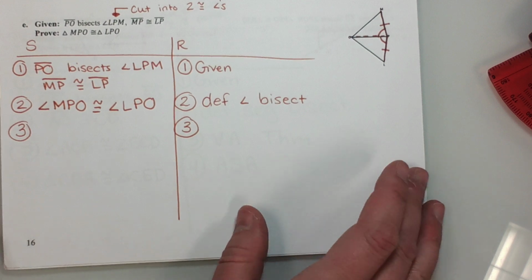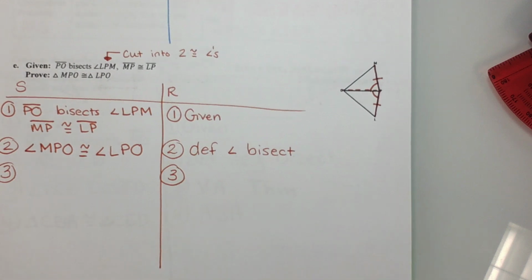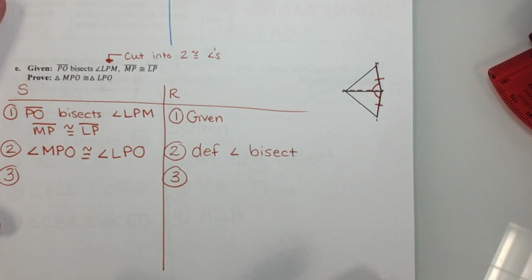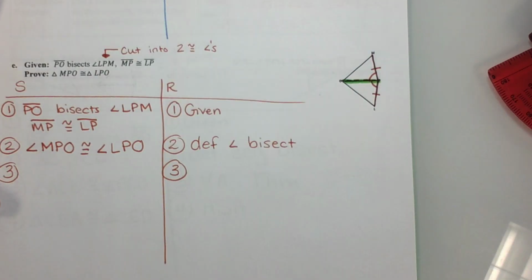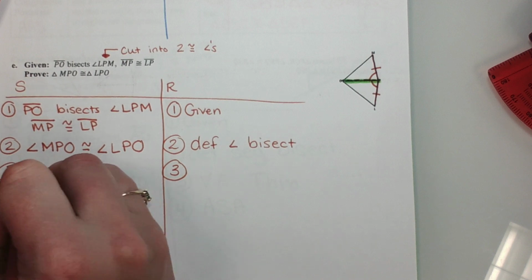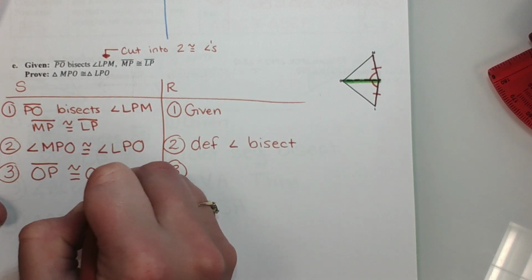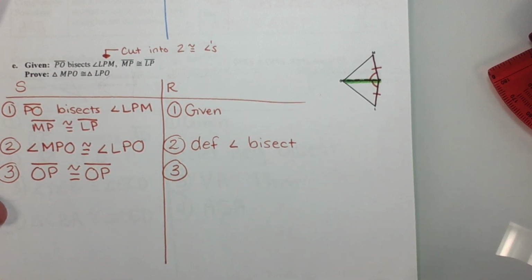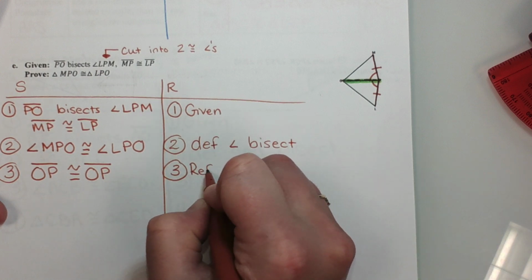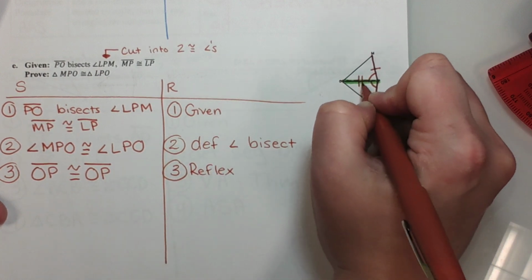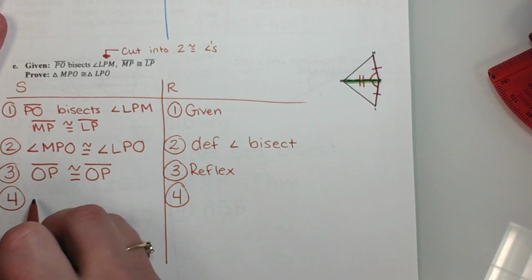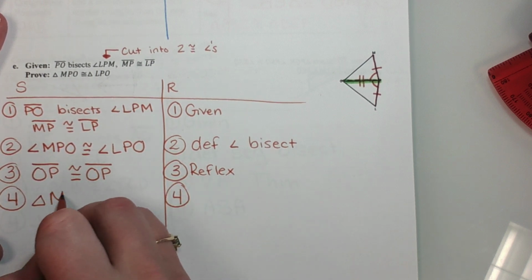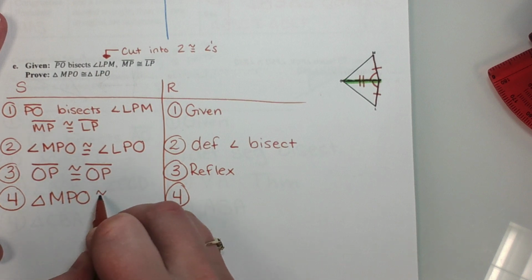Do the triangles share a side or share an angle? What do they share? A side. What's the name of the side? OP. Which means OP is congruent to OP. And that's reflexive to say something is congruent to itself because it's shared. We have our 3 congruences, so we know that the triangles are congruent now.